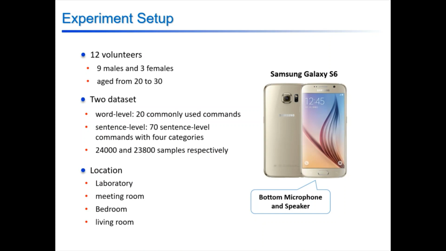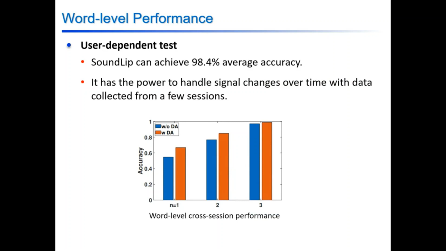The next part is the implementation and evaluation. We develop a data collection app on a commercial smartphone and invite 12 volunteers to construct two datasets, which are word level and sentence level. The locations where volunteers perform the experiments contain four settings: laboratory, meeting room, bedroom, and living room.